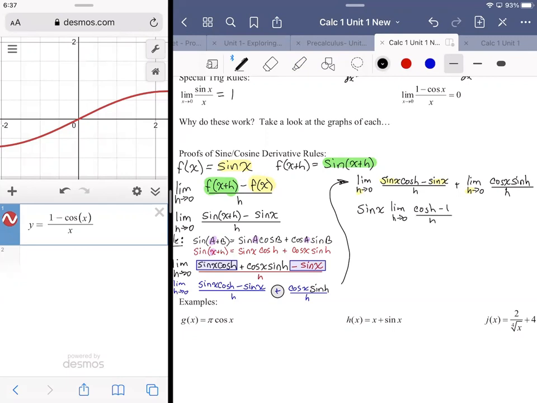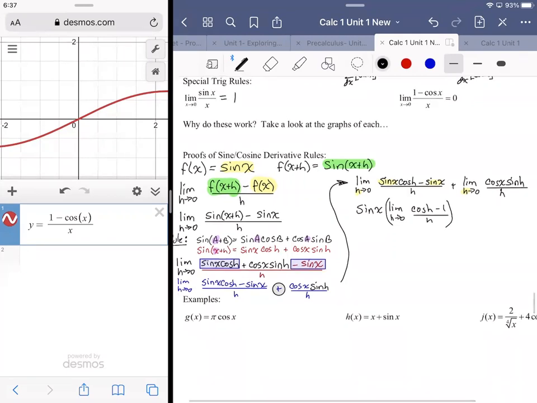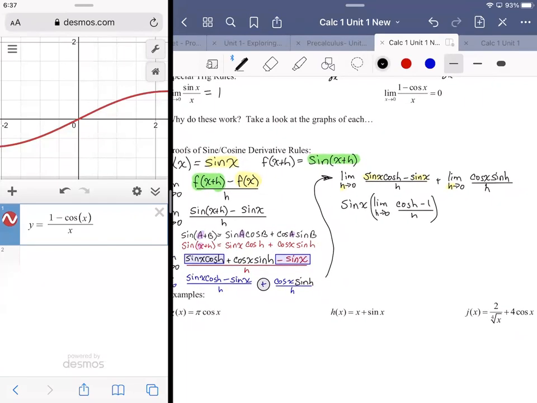All right. So sine of x can be factored out of the whole thing, and it would become sine of x multiplied by the limit as h approaches 0 of cosine h minus 1 over h. Along the same lines, I can pull out a cosine of x over here, and I'd have the limit as h approaches 0 of sine h over h.